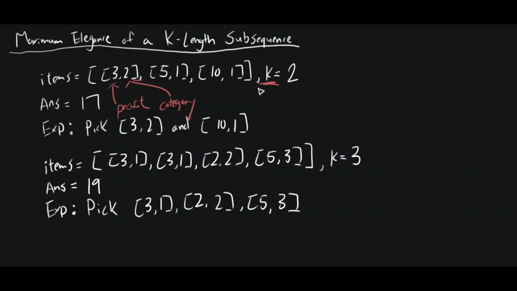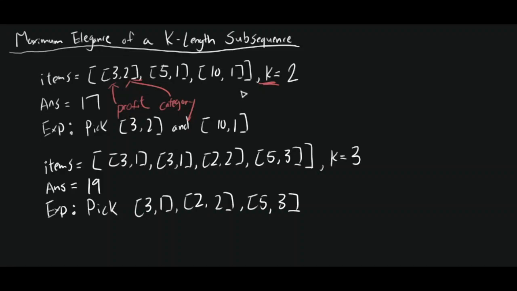So what you want to do is to pick k items in the given items array. It can be the first two, or it can be the first and the third, or it can be the third and the second. It doesn't matter. They don't have to be continuous. You just have to pick k of them. And after picking k of them, you will get a score for your selection.